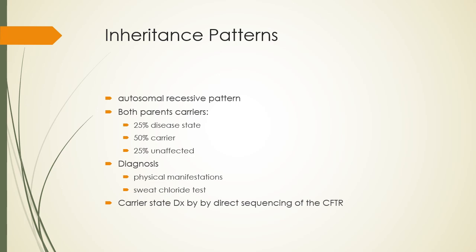However, genetic testing by direct sequencing of the CFTR gene can help to establish carrier status. Also, affected children can be identified prenatally, and to some degree, the disease severity can be predicted prenatally.